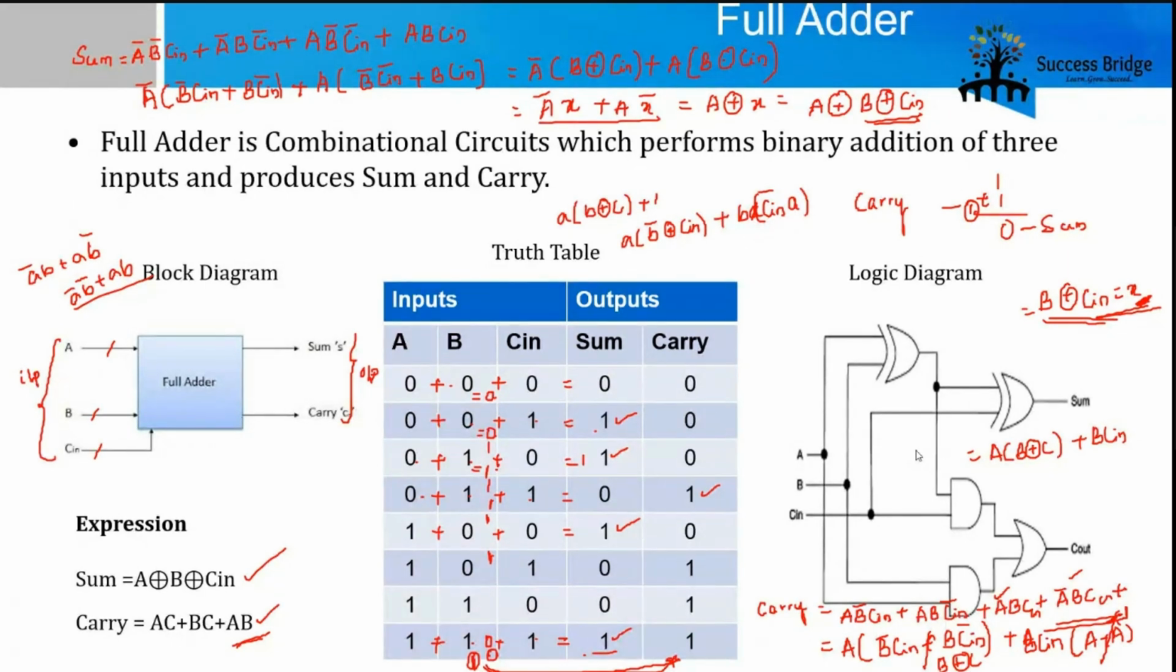So sum is A XOR B XOR C, and carry is AC plus BC plus AB.